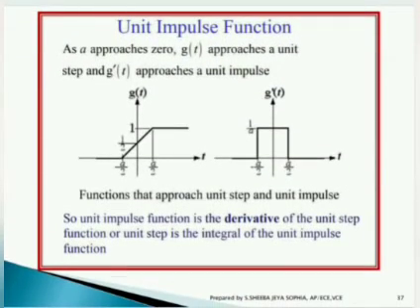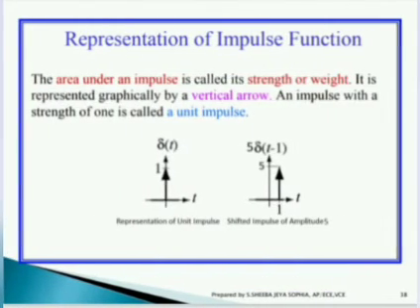Next, unit impulse function. So this impulse is very simple. It is like a switch process. When t is equal to 0, it is equal to 1. For all the other places, it is equal to 0. So this is the representation of the impulse function. The area under an impulse is said to be its strength or weight. It is represented by a vertical arrow, which you can clearly see. An impulse with strength 1, that is value 1, is said to be a unit impulse.